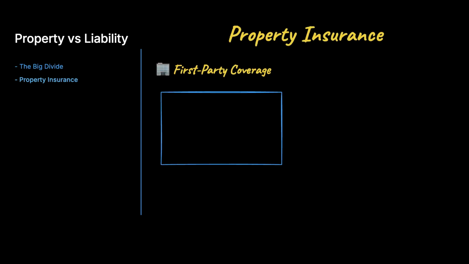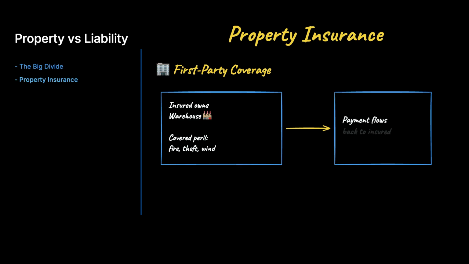Property insurance protects the insured against loss to their own property. It's first-party coverage, straightforward and inward-looking. A covered peril, fire, theft, or wind damages something the insured owns, and payment flows back to the insured. That warehouse fire is pure property insurance. The insured's own pocket gets made whole.